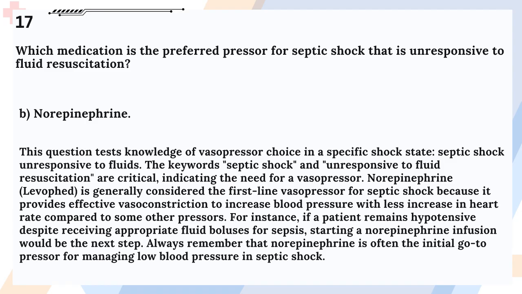Norepinephrine, Levophed, is generally considered the first-line vasopressor for septic shock because it provides effective vasoconstriction to increase blood pressure with less increase in heart rate compared to some other pressors. For instance, if a patient remains hypotensive despite receiving appropriate fluid boluses for sepsis, starting a norepinephrine infusion would be the next step. Always remember that norepinephrine is often the initial go-to pressor for managing low blood pressure in septic shock.